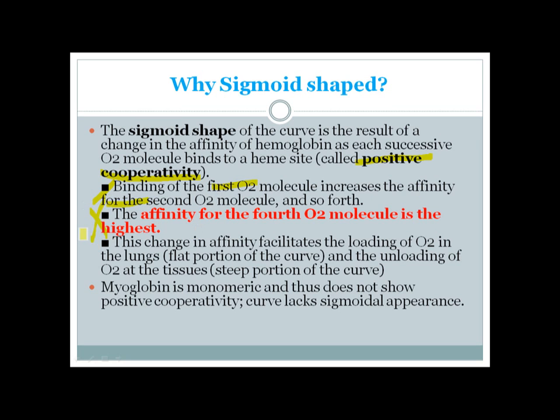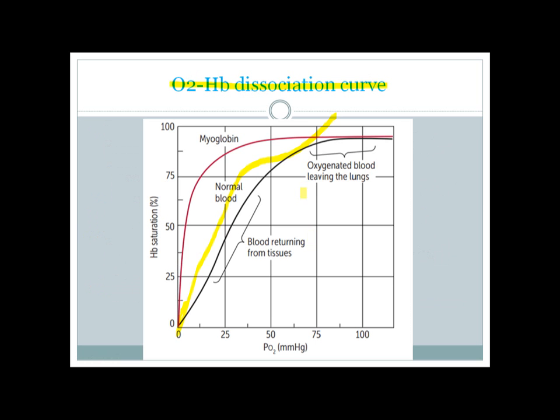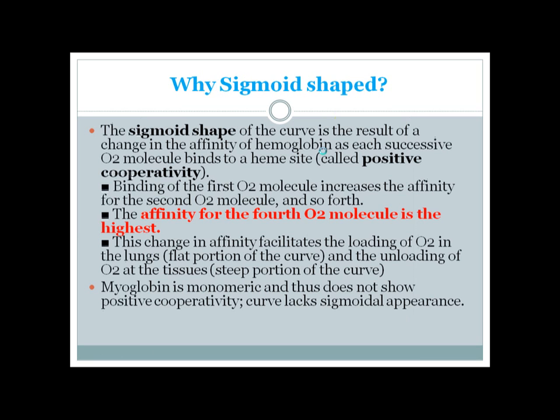So affinity for the fourth oxygen molecule is highest, and this change in affinity facilitates the oxygen loading in the lungs, which is represented by the flat portion of the curve. So this portion of the curve is for lungs. And one contrast should be made with myoglobin. Myoglobin is monomeric, and that's why it does not show positive cooperativity, so the curve lacks a sigmoidal appearance.